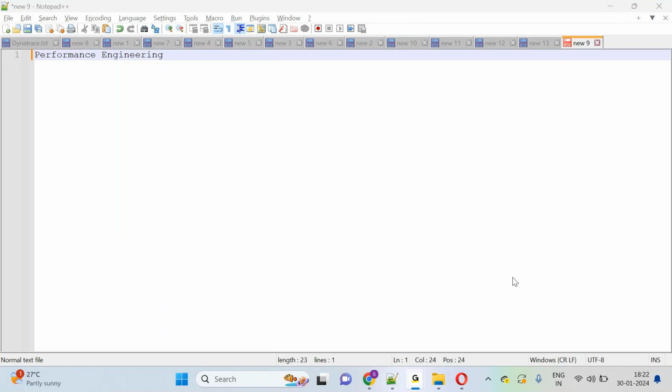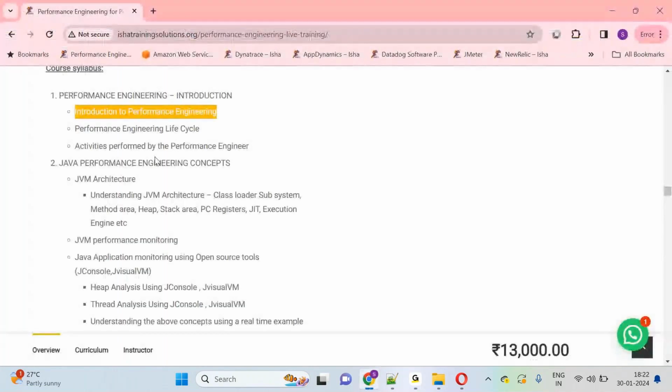So those things we are going to discuss in the subsequent topic, guys. So that is how we are going to cover the introduction part itself. Okay, that is one. The next topic is actually the performance engineering life cycle.